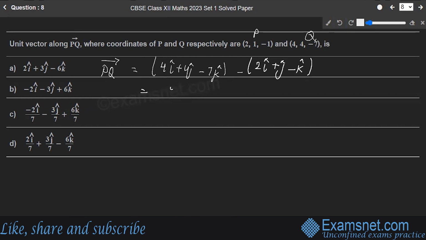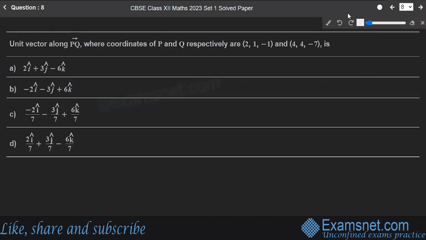This gives you 4i minus 2i, that's equal to 2i, and 4 minus 1, that is equal to 3j, and minus 7 plus 1, that is minus 6k. So this is the vector for PQ. That's it. You have to find out unit vector along this. The unit vector is given by this 2i plus 3j minus 6k. Hope you understood this. Then let's move to the next question.